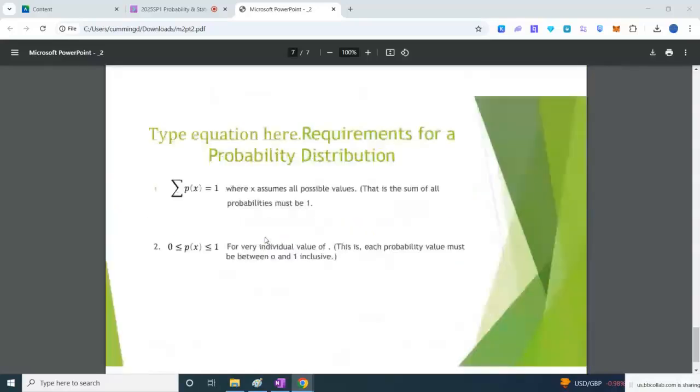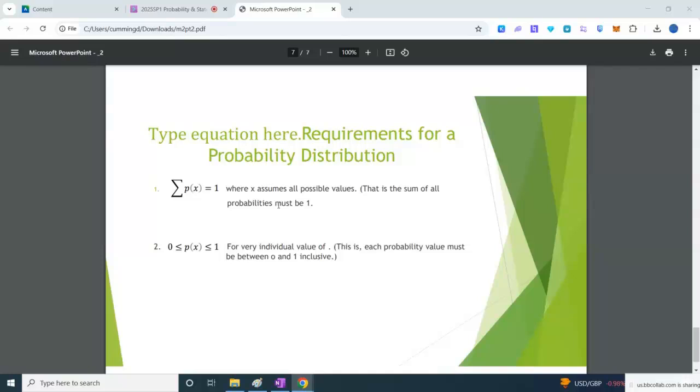All right, so here are the requirements for a probability distribution. The first requirement says that the summation, this funny looking E that is sigma or capital sigma, is understood to be repeated addition. If you add up all of the probabilities, so this P of X is probabilities, those probabilities must equal 1 in order to be a probability distribution.